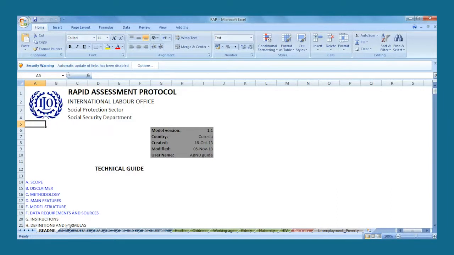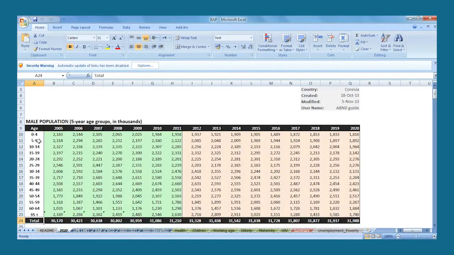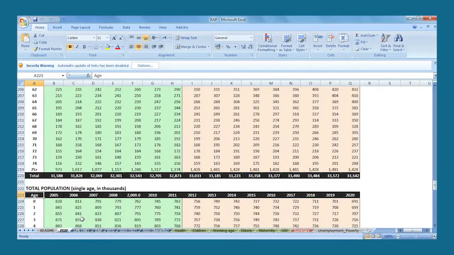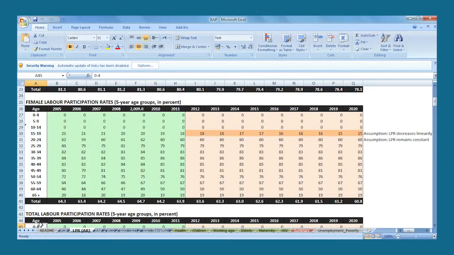The blue data input section consists of 5 main spreadsheets. POP, which stands for population, is the total number of people in the country, including different age groups and genders. LPR, or labor force participation rates, also known as AR, or activity rates, is the proportion of the population that participates in the labor market. It's also broken down into age and gender.